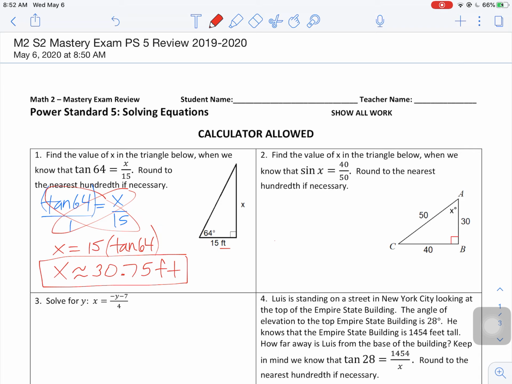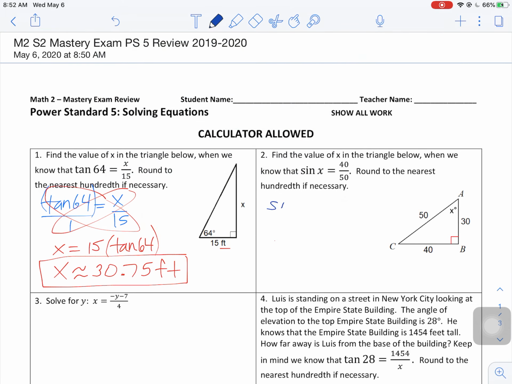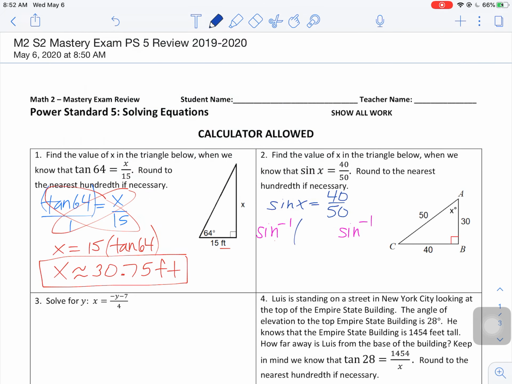Number 2, find the value of x in the triangle below when we know that sine x equals 40 over 50, round to the nearest hundredth if necessary. So we are finding a missing angle using trigonometry. Anytime we find a missing angle using trigonometry, that's when we want to use the inverse sine. So basically the only way to cancel out sine is to do inverse sine.